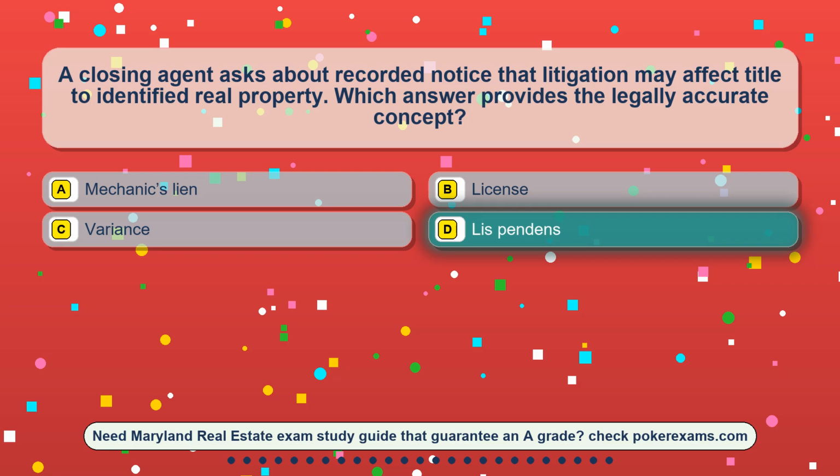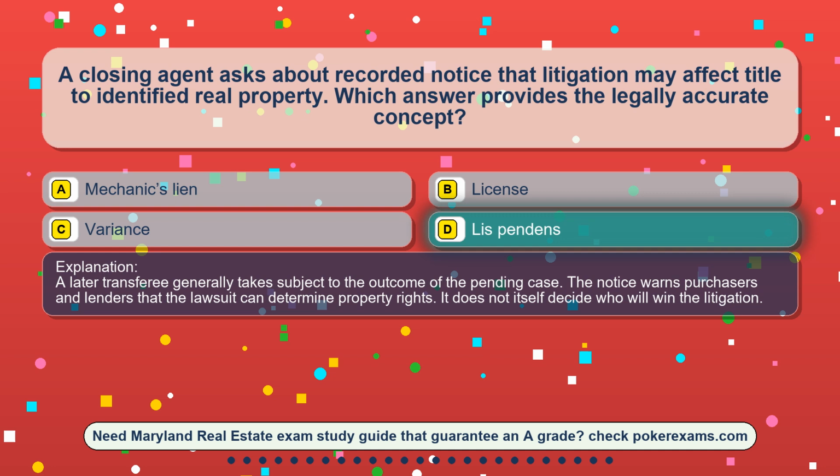The correct answer is option D, lis pendens. A later transferee generally takes subject to the outcome of the pending case. The notice warns purchasers and lenders that the lawsuit can determine property rights. It does not itself decide who will win the litigation.